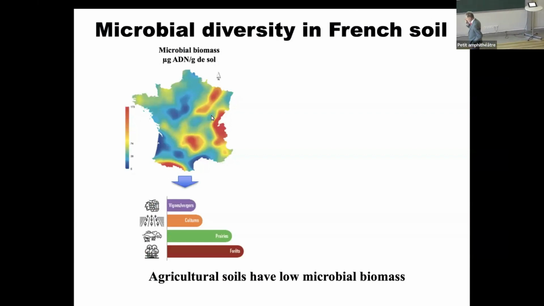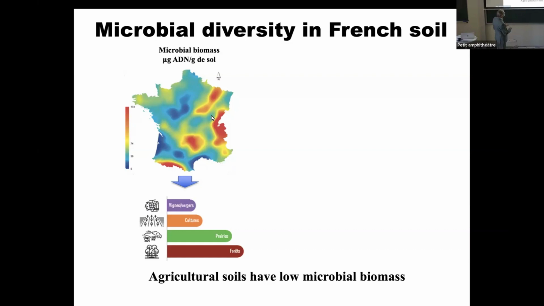The take-home message is the following one. If you look at the quantity of microbial DNA in soil, you can see that in all the agricultural regions, the blue ones, it's correlating with a minimum of microbial biomass. And the microbial biomass is decreasing with increased management. Forest, grazing place, culture, wine, and orchards.